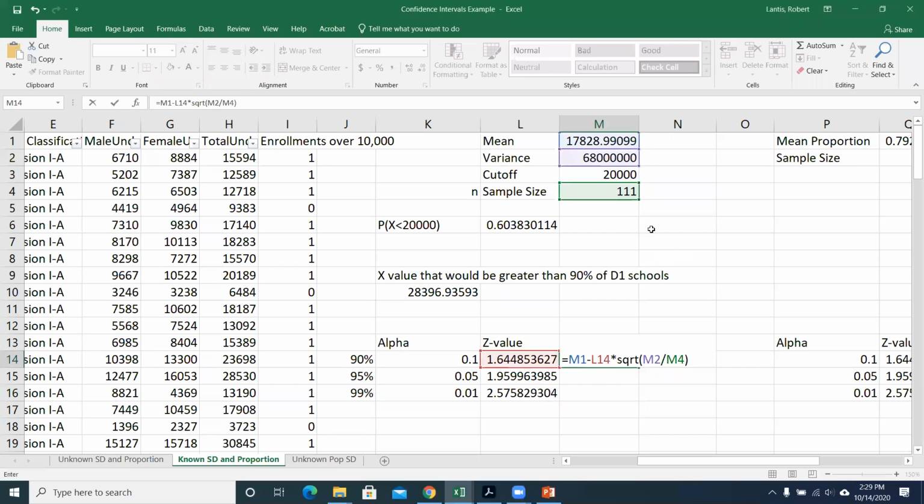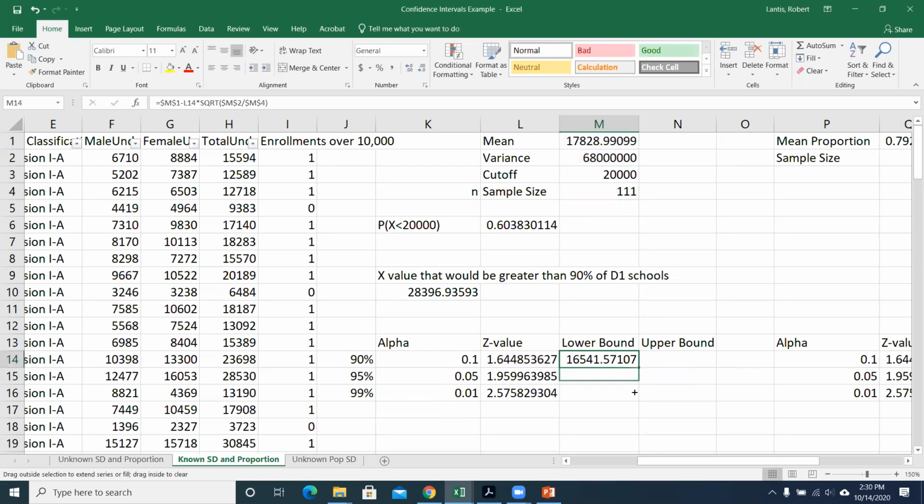Now, when I copy this down for different alpha values, I want my z-value to update to correspond to the z-value for the next confidence level I want. But I don't want any of these values to change. So I'm going to put dollar signs around these cell references so that I freeze the cell references for the mean, the population variance, and the sample size, because those are always going to be the same. The only thing that changes when I go from the 90 to 95% level is my alpha and the corresponding z-score, right? So when I copy this down, L14 will keep updating.